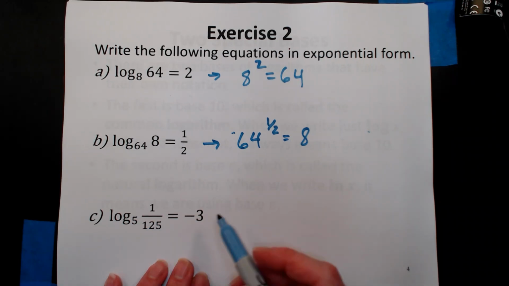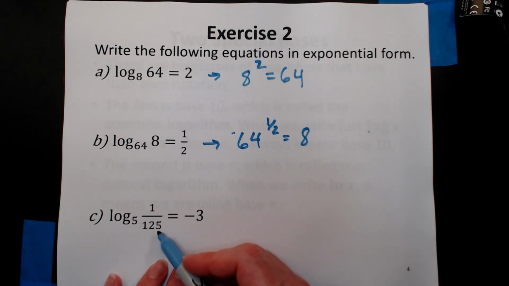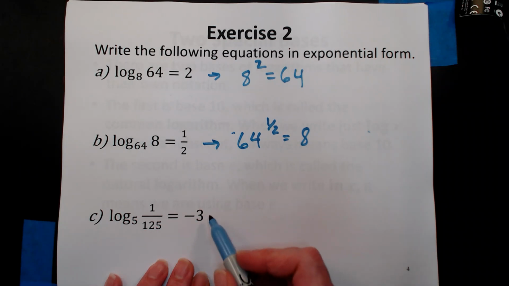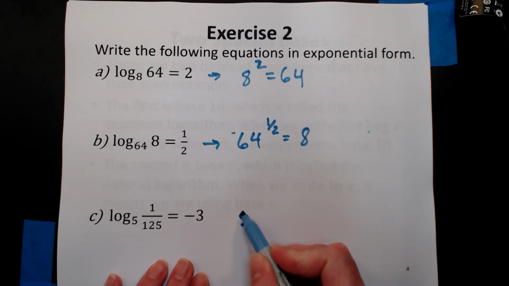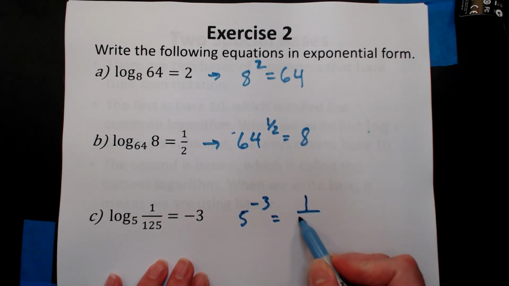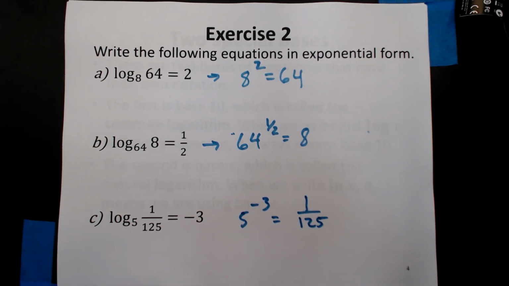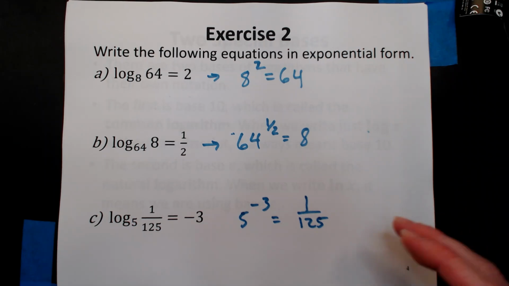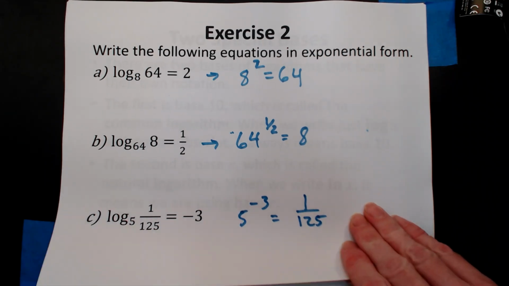And then we have log base 5 of 125 equals negative 3. So we're going to say 5 to the negative third power, that's my base, to the power, equals 1 over 125. Once again, there's nothing to solve here. It just wants us to convert from one form to the next.